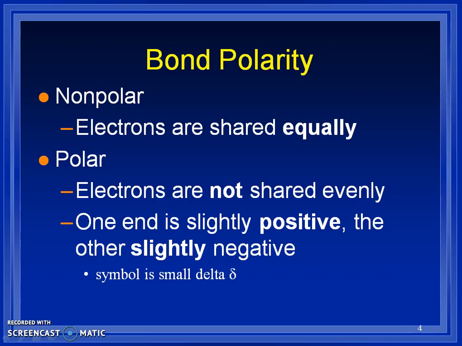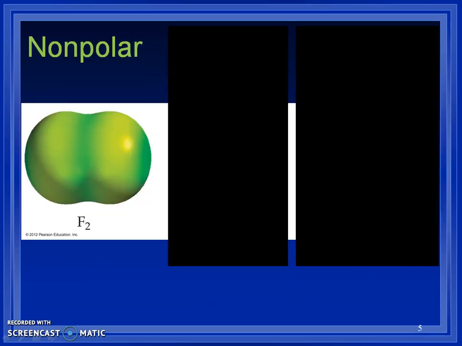Polar molecules, on the other hand, electrons are not shared equally. In other words, you have a slightly positive and a slightly negative end. It's not going to be totally positive and it's not going to be totally negative like an ionic compound, but it's going to be slightly positive, slightly negative because one atom or element has more electronegativity than the other. And the symbol is usually a small delta with a little positive or a little negative next to it.